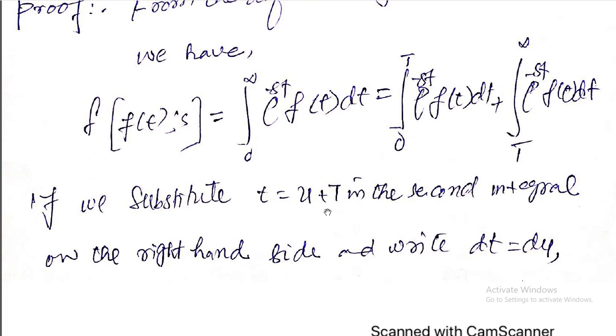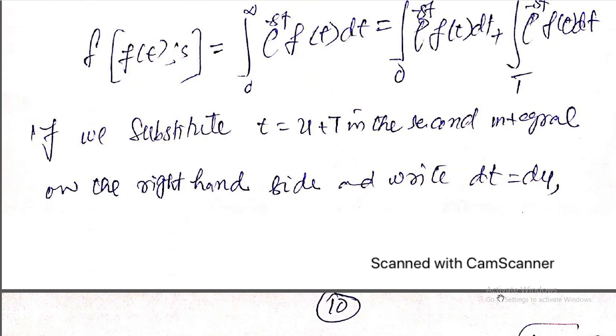Now we substitute t equal to u plus T in the second integral on the right hand side and write dt equal to du. If we take the derivative, dt by du, and T is constant, so its derivative will be 0, so dt will be equal to du. Now we replace t by u plus T, and wherever there is t, it will be replaced by u plus T, and dt will be equal to du.